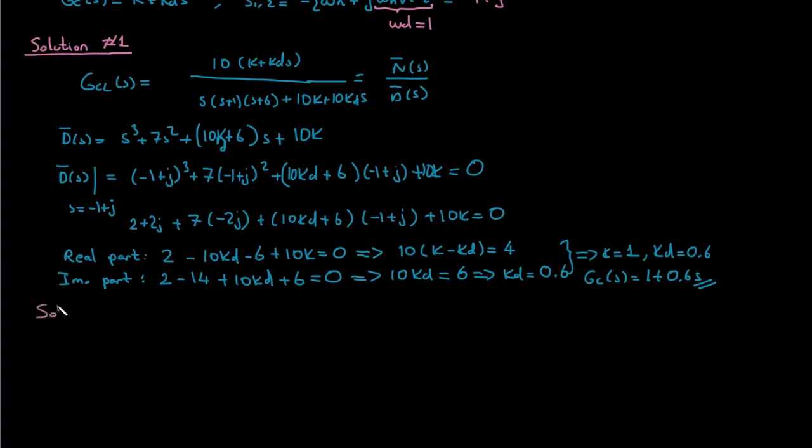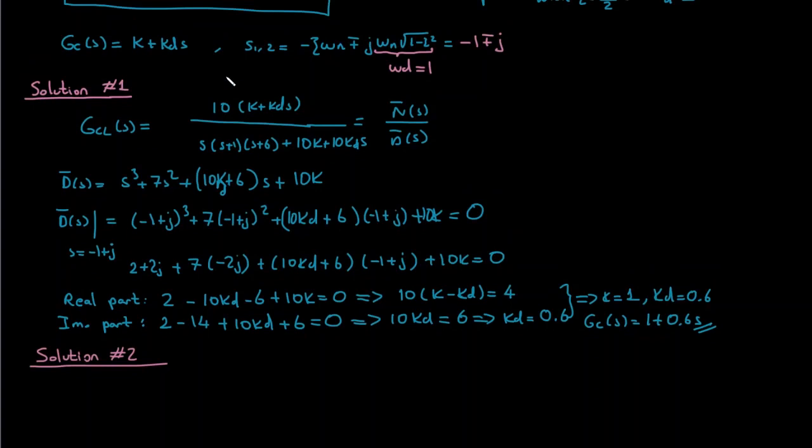So solution number 2, something like this, so that I do have the characteristic polynomial, and I want minus 1 plus minus j to be roots of the characteristic polynomial, right? So d bar s is the characteristic polynomial, and I want minus 1 plus minus j to be the roots of this polynomial. So what I can do is a polynomial division, right?